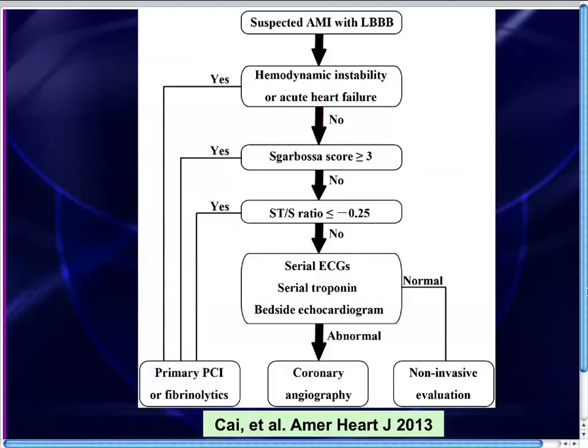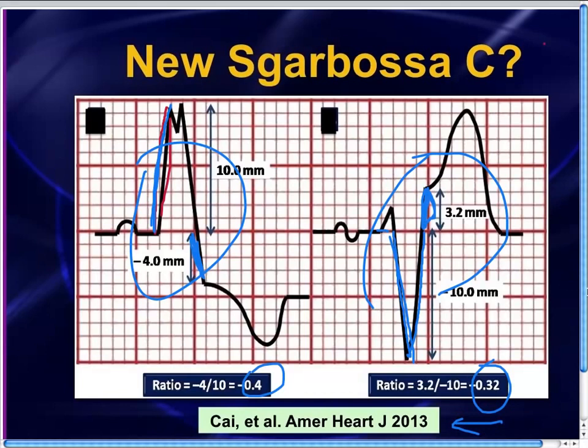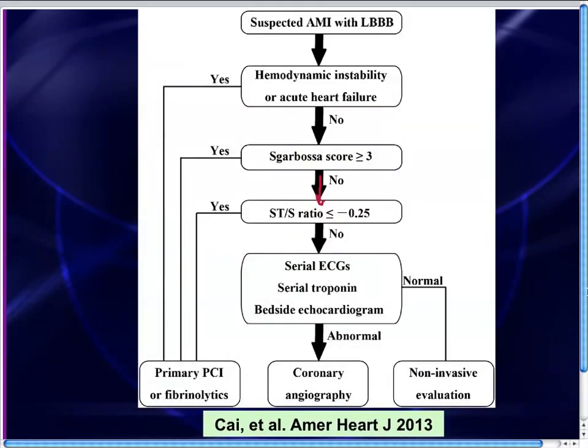If the patient doesn't have Sgarbossa A or Sgarbossa B, then you look at that ratio that we talked about on this slide. If that ratio is more than 25%, then what they're proposing is that you can call it an MI. Give them lytics or send them to the cath lab. And if they don't meet any of these criteria, then just go ahead and rule them out the way you normally do with anyone else that has a non-diagnostic 12-lead EKG.